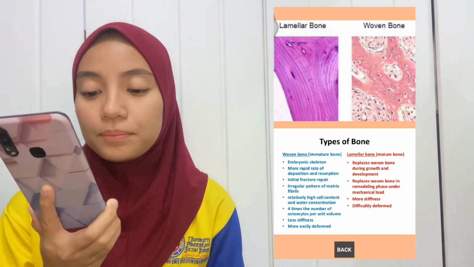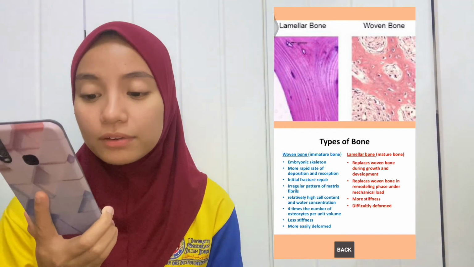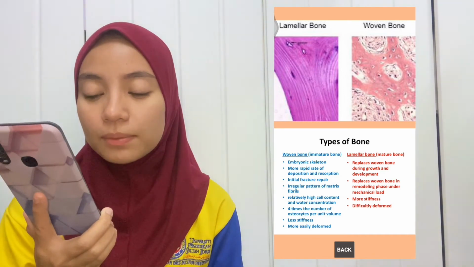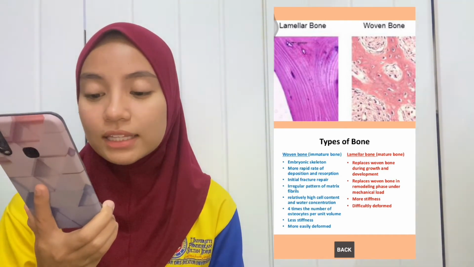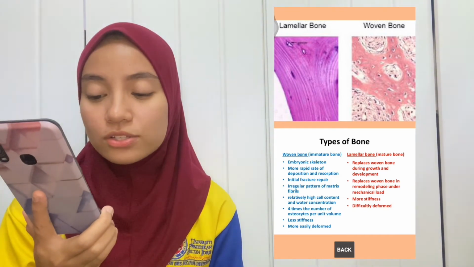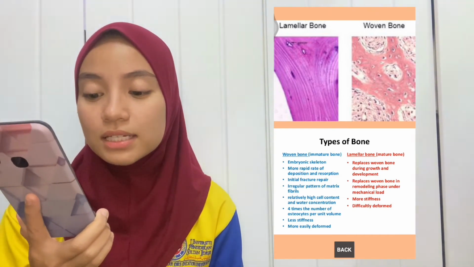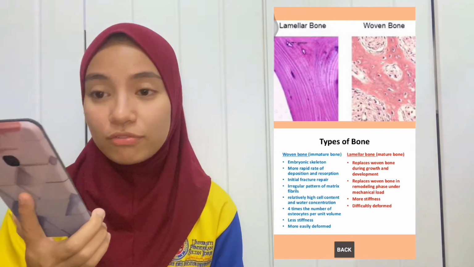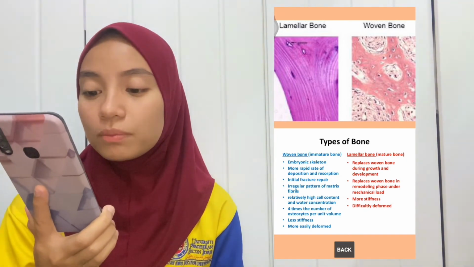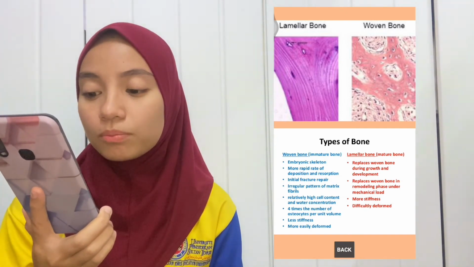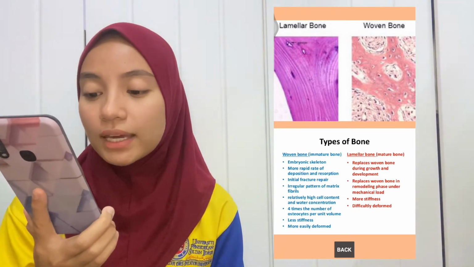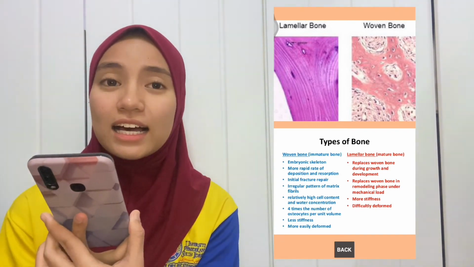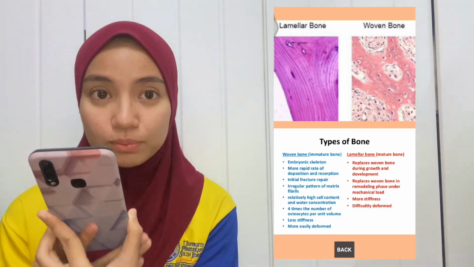Woven bone: found in the embryonic skeleton, more rapid rate of deposition and resorption, initial fracture repair, irregular pattern of matrix fibres, relatively high cell content and water concentration, four times the number of osteocytes per unit volume, less stiffness, more easily deformed. Lamellar bone: replaces woven bone during growth and development, replaces woven bone in the remodeling phase under mechanical load, more stiffness, difficult to deform. So this is the difference between lamellar bone and woven bone.